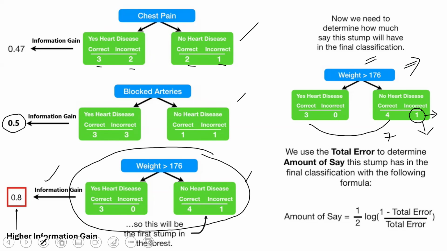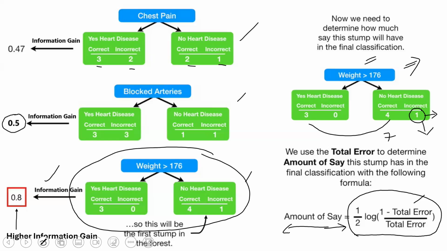We use total error to determine the amount of say. First of all, to calculate the amount of say for this particular stump, we calculate the total error, and from the total error we calculate the amount of say. Once we know the total error, to calculate the amount of say, this is the formula. For now, don't bother about how we derived this formula. Just take it for granted for now. We will see the derivations of all this shortly in the upcoming slides.